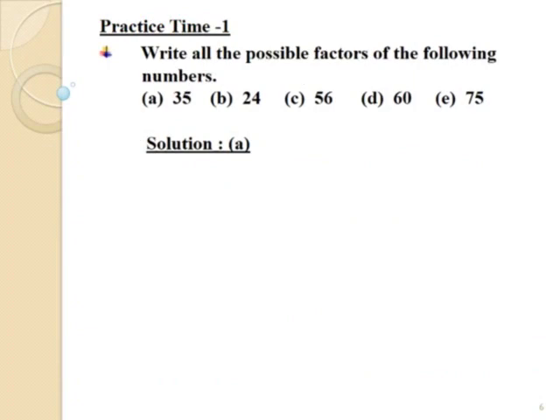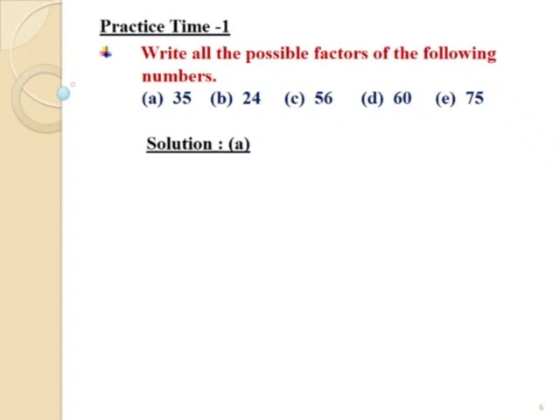Practice time 1. Question number 1. Write all the possible factors of the following numbers. Students, we will find the factors of 35 by both methods and the remaining numbers by the multiplication method. So, let's solve the sums.